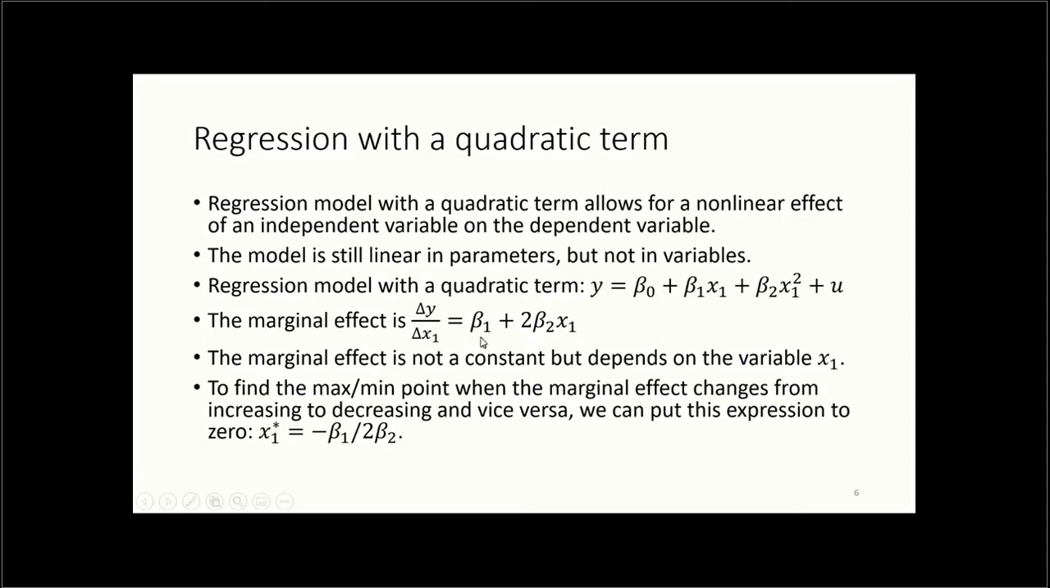If we want to find the minimum or the maximum point, when this marginal effect changes from increasing to decreasing and vice versa, what we need to do is set this expression to 0. So if we put this equal to 0 and rearrange to find x1, we would have minus beta 1 divided by twice beta 2, and that's the expression here. So at this value, x1 star, we would have the minimum or the maximum point where this marginal effect changes from increasing to decreasing and vice versa.